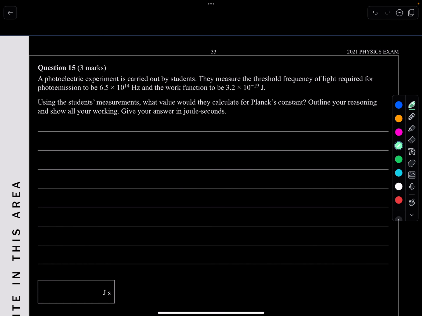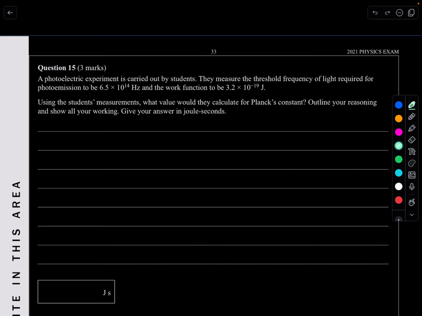A photoelectric experiment is carried out by students. They measure the threshold frequency of light required for photo emission to be this, and the work function to be this. Using the students' measurements, what value would they calculate for Planck's constant? Outline your reasoning and show all your working out. Give your answer in joules per second. What a beautiful question.